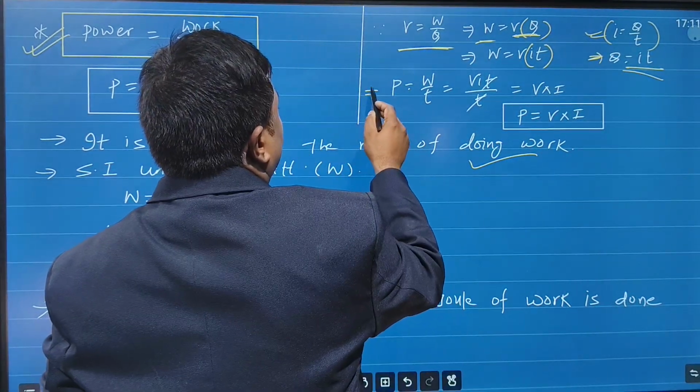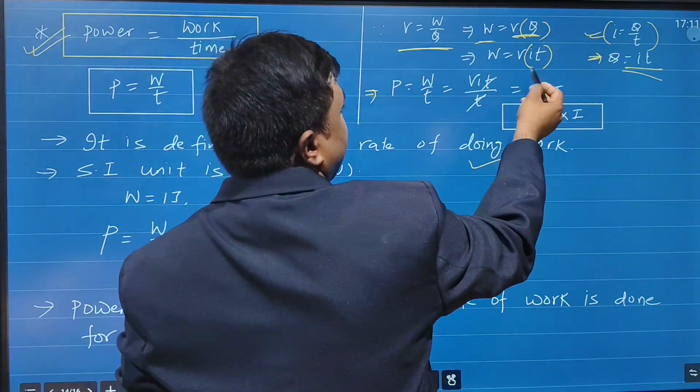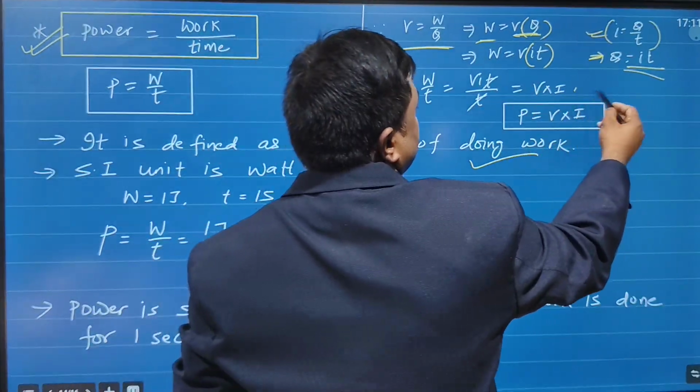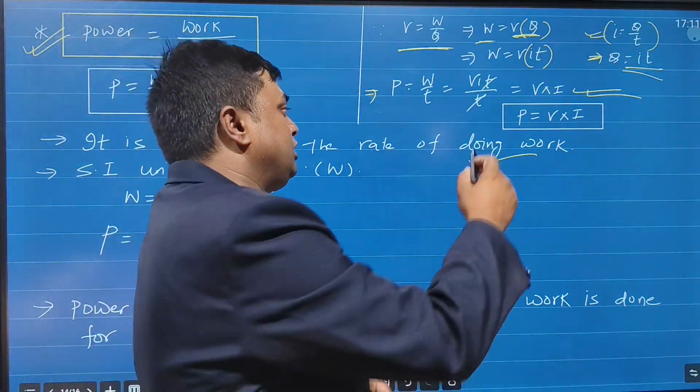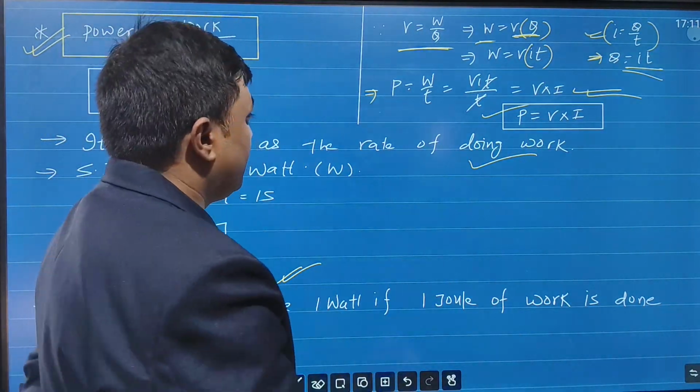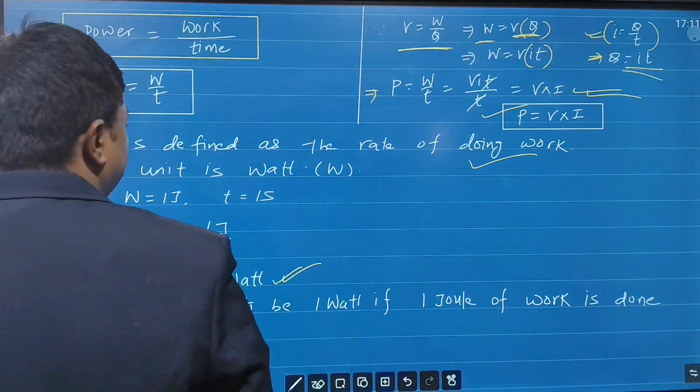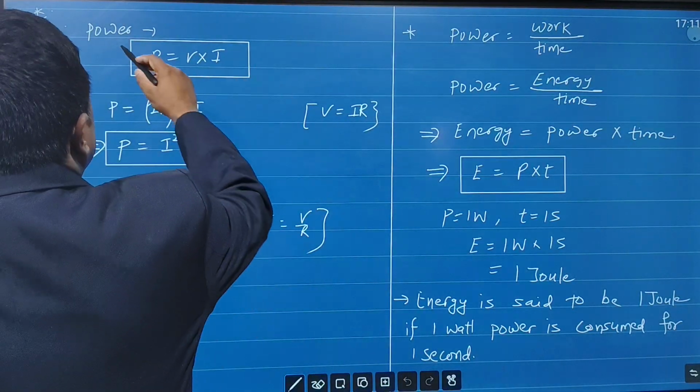So what is the formula for power? W by T. So W is V I T by T. T gets cancelled. So this is the formula for power. Whenever potential difference is given and current is given, we can use this formula. Is it clear? There are some more formulas we'll see. This is the first formula.